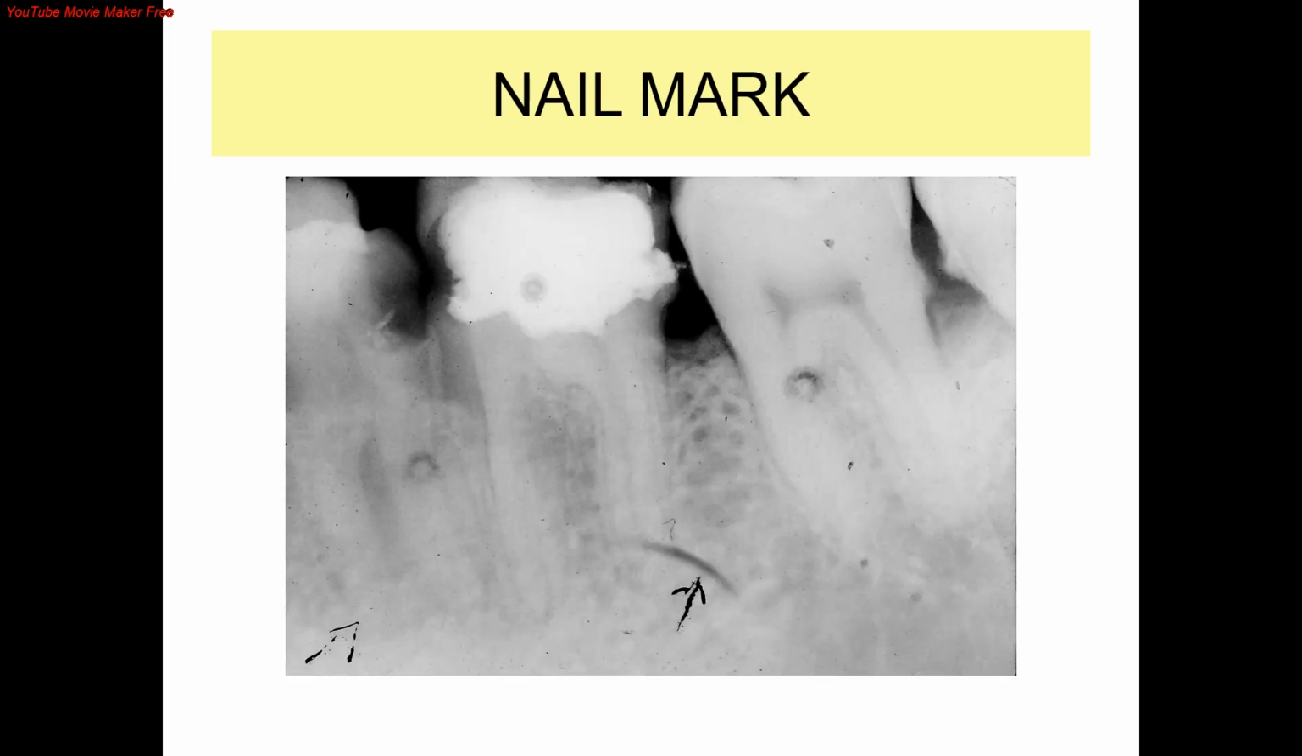A similar curved radiolucent line is seen here, which is due to pressure put on the film by a finger in a particular area. It is called a nail mark, as it looks like a nail curvature, but it has nothing to do with a nail.